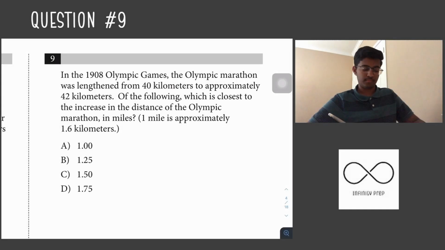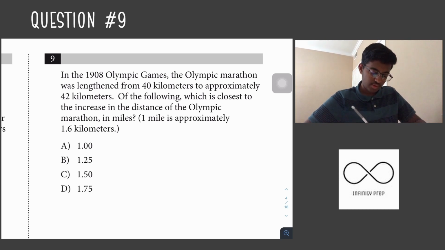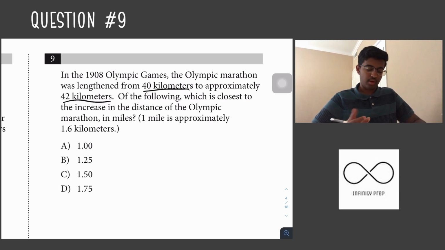Question number 9. In the 1908 Olympic Games, the Olympic marathon was lengthened from 40 kilometers to approximately 42 kilometers. Of the following, which is the closest to the increase in the distance of the Olympic marathon in miles? 1 mile is approximately 1.6 kilometers. So it's asking for the increase in distance in miles, but we're given 40 kilometers and 42 kilometers. So we have to convert.